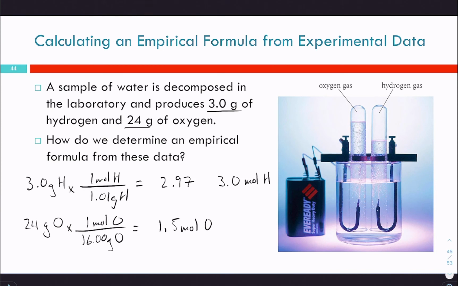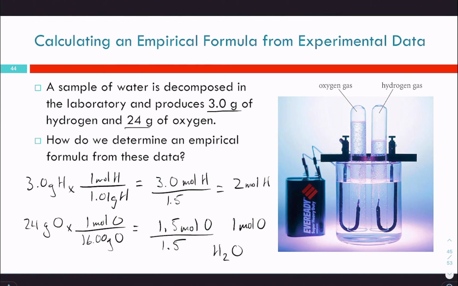Now, if we want to find the ratio between all of these, we just divide all of them by the smallest number of moles. So this will be 3 moles divided by 1.5, and 1.5 divided by 1.5. I'm actually going to erase this. So then this is 2 moles of hydrogen for every 1 mole of oxygen. And as we know, the formula for water is H2O. So this is one of those cases where you do this experiment, and get the empirical formula as well as the molecular formula.